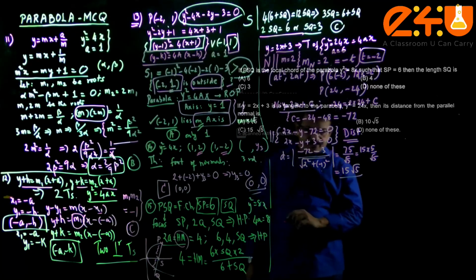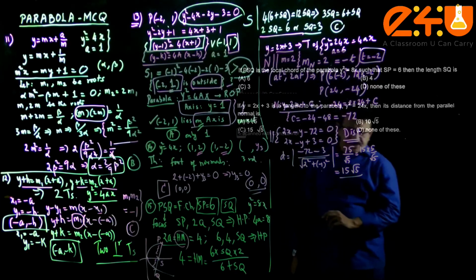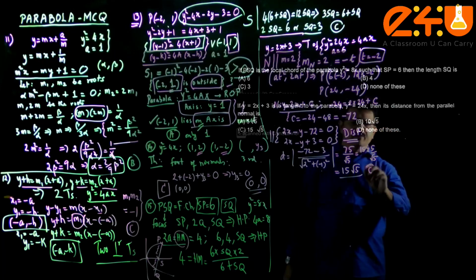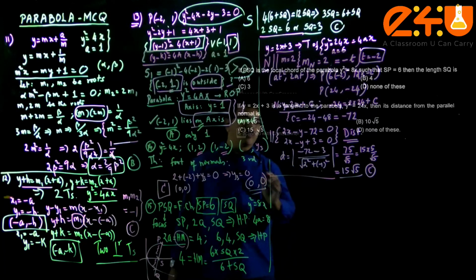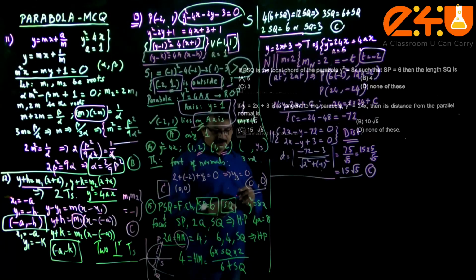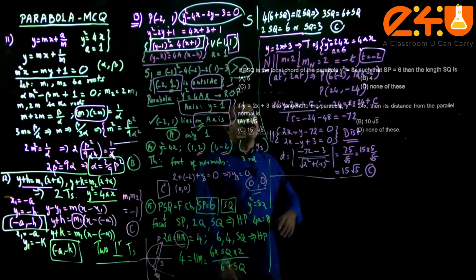I am not able to see. Is that option C? Option C, 15 root 5. Done. So this is the way you have solved.